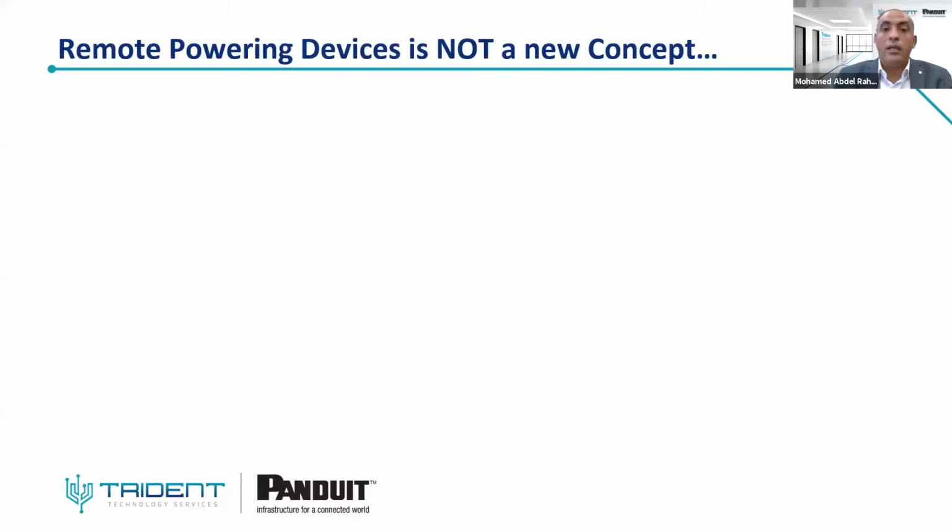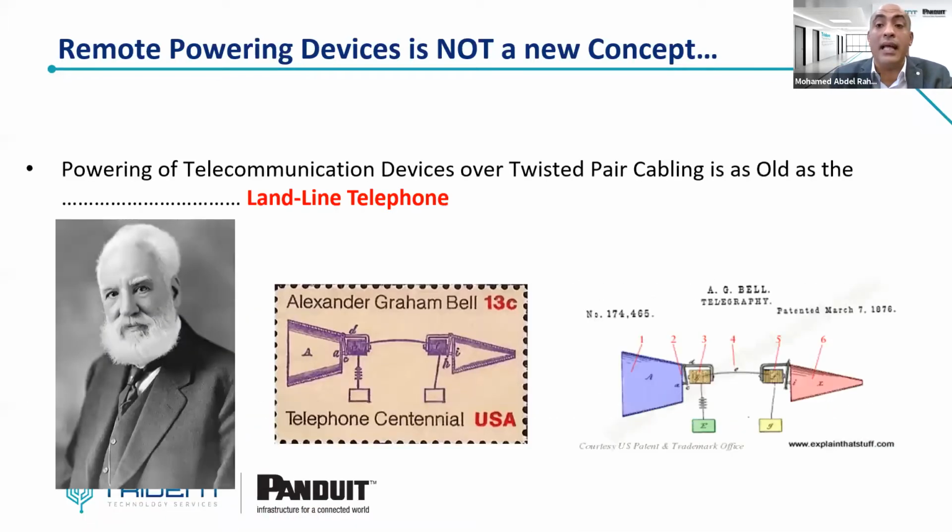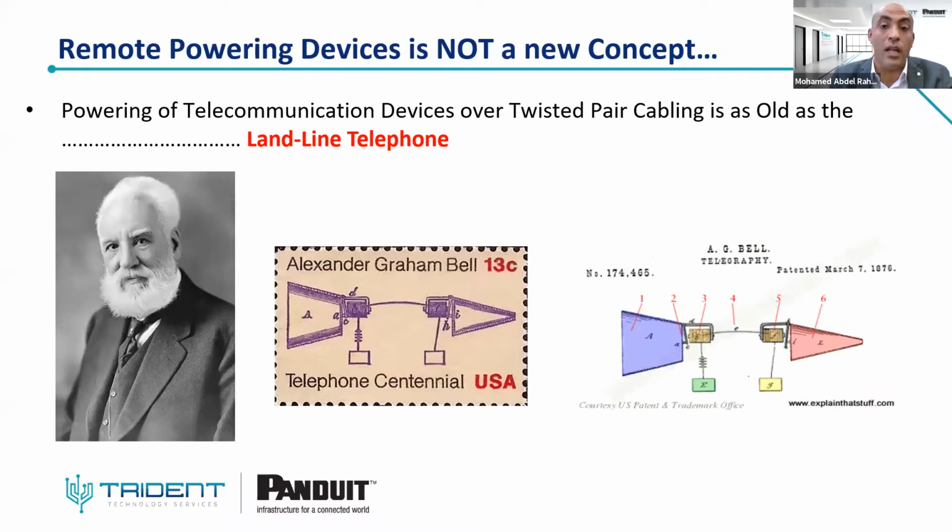Remote powering of devices is not a new concept. It is true that remote link powering is not a new concept. The powering of telecommunication devices over twisted pair cable is as old as the telephone or landline telephone. It started with Alexander Graham Bell, who invented the telephone system and formed the first Bell telephone company. So the concept of remote line power is not new.